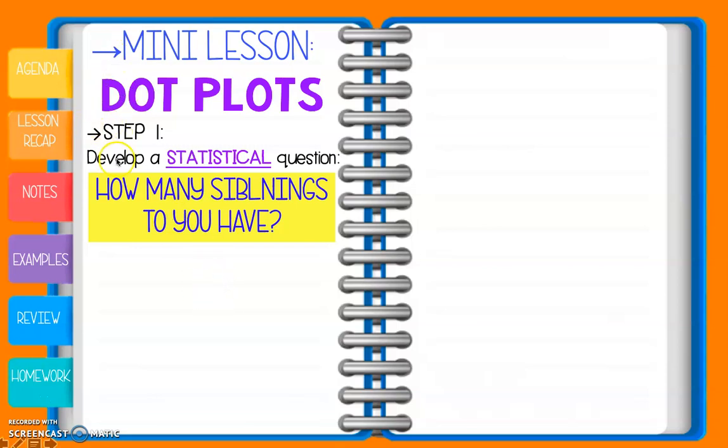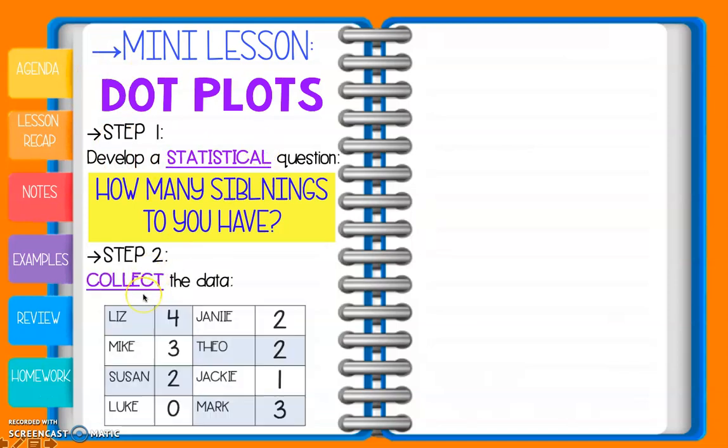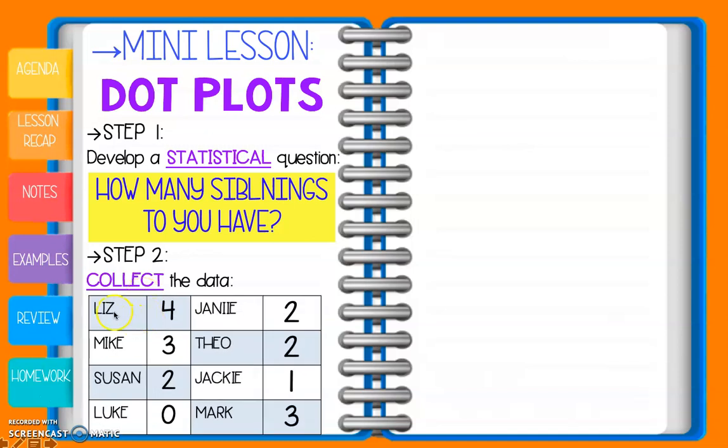So after you develop your statistical question, you're going to collect your data sample. So in this case, let's say that this is our data we collected. Liz says she has 4 siblings, Mike has 3, Susan has 2, Luke has none, he has 0, Janie has 2, Theo has 2, Jackie has 1, and Mark has 3. So this is how many siblings do you have. So first we're going to create our question, we're going to collect the data.